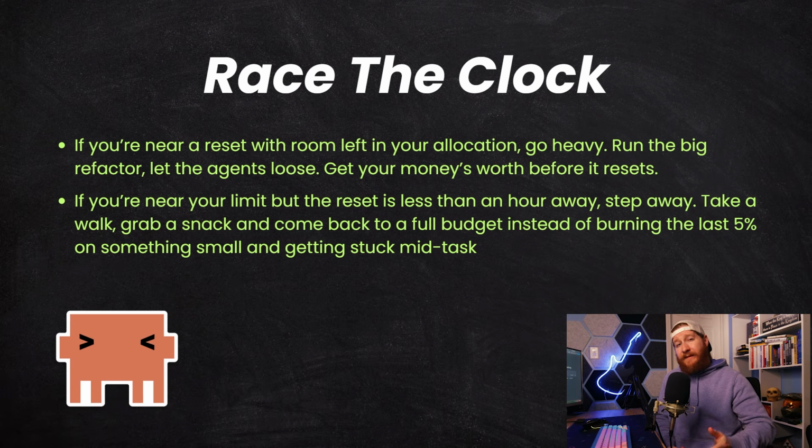A solid tip is if you are near a reset with room left in your allocation, go heavy. Run the big refactor, let your agents loose, baby. Get your money's worth before it resets. But if you're near your limit and the reset is less than an hour away, just step away for the time being. Take a walk, grab a snack, come back with a full budget instead of burning the last 5% on something small and then getting stuck mid-task. It's never a good feeling.